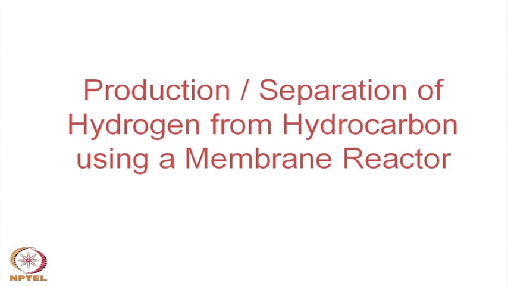So, the topic now will be the production and separation of hydrogen from hydrocarbon using a membrane reactor. Okay. Membrane reactor made of oxides. Basically, a membrane is nothing but a semi-permeable barrier through which a selective species can move through and others are retained on the other side. Okay. So, that is the basic definition of membrane. It is sometimes called a semi-permeable membrane, but the membrane structures may be different.